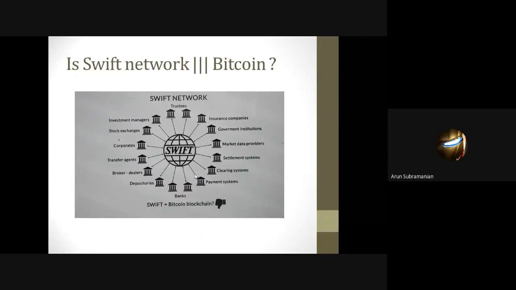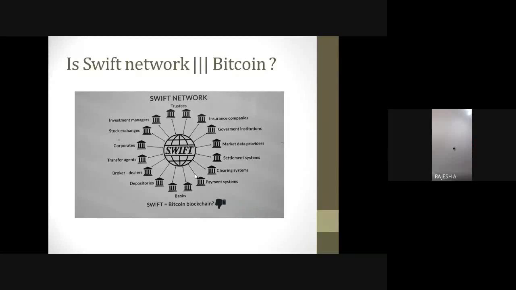Now let's go to some of the applications. So this is a Swift network. Here you can see multiple governing bodies like insurance companies, government institutions, stock exchange, corporates, everyone. So can this form a Bitcoin blockchain?